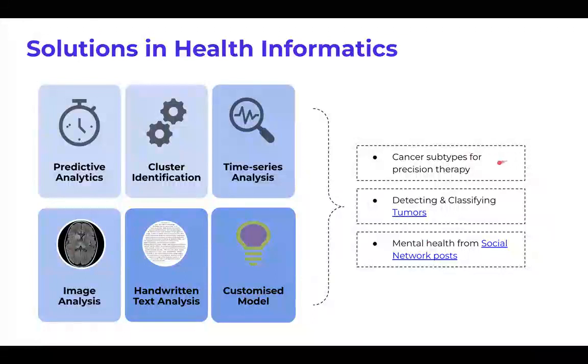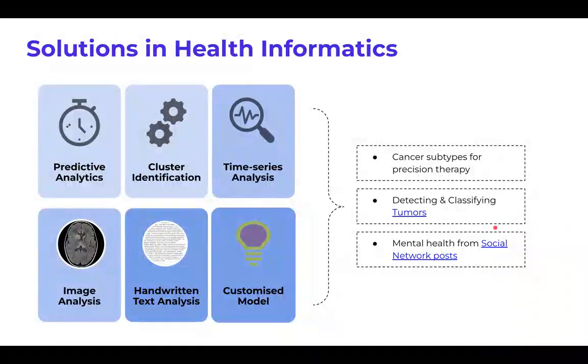I just gave 3 more specific use cases. We can identify cancer subtypes for more precise therapy, because as you know, cancer is a disease where some persons respond to chemotherapy, some don't respond. Some respond to a particular drug regimen, some don't respond. So if we can detect the cancer subtypes, that can help us inject a particular specific drug regimen, which is known as precision therapy. That is also done using health informatics.